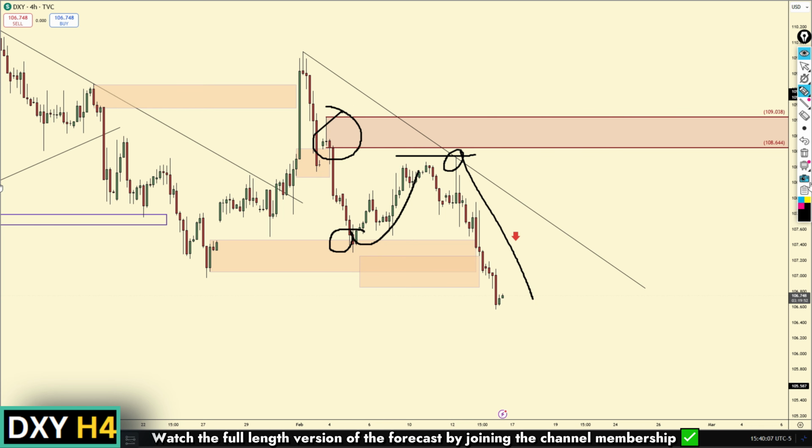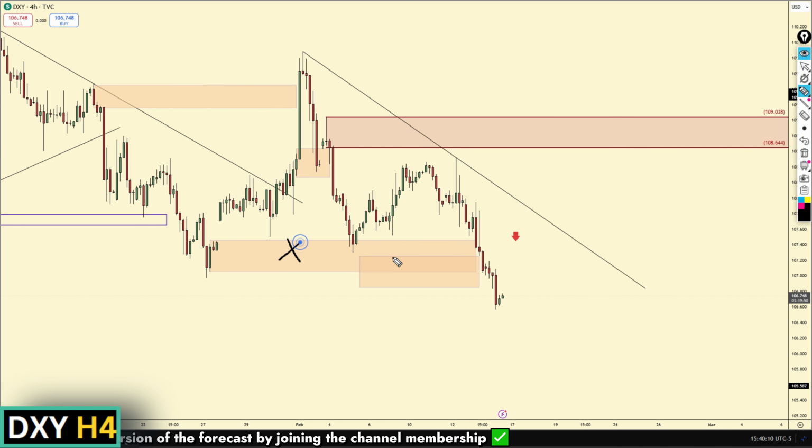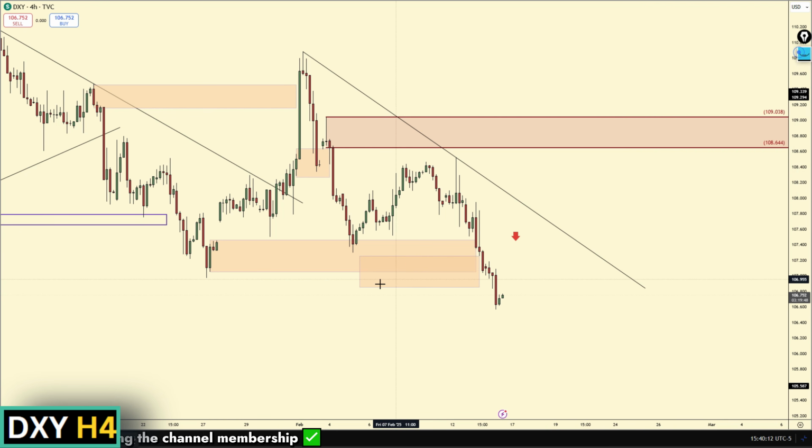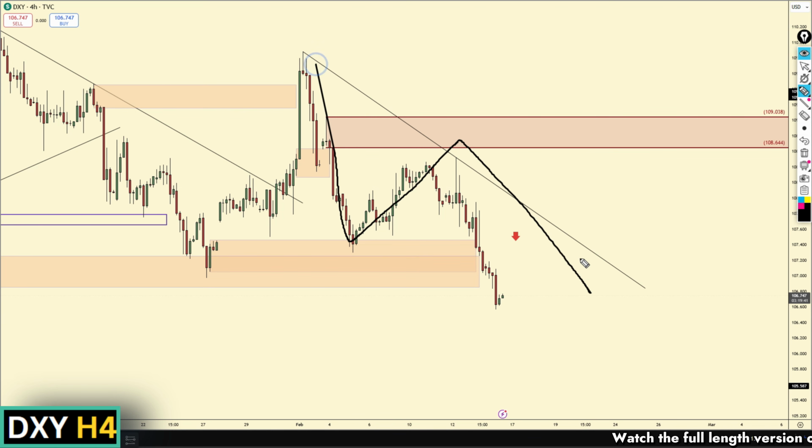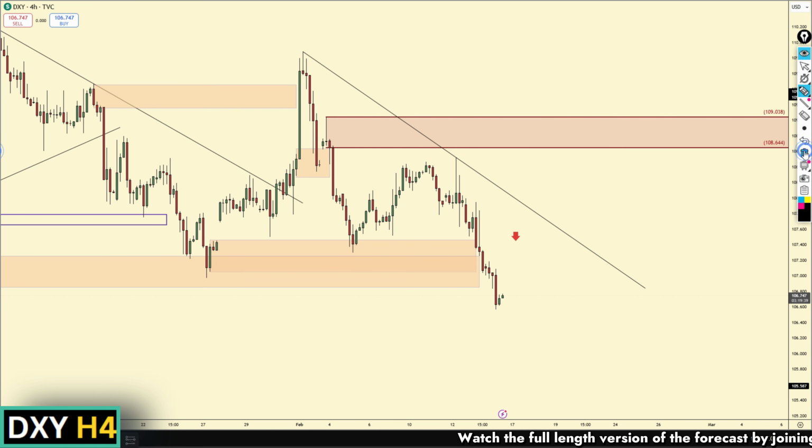We broke below, and more importantly, we broke two demand zones, one from here and one here. This one goes back a little further. So two demand zones on the 4-hour chart have broken. We have a very clear and obvious downward trend and trend line on the 4-hour time frame as well. All signs right now are pointing to the downside on the dollar.